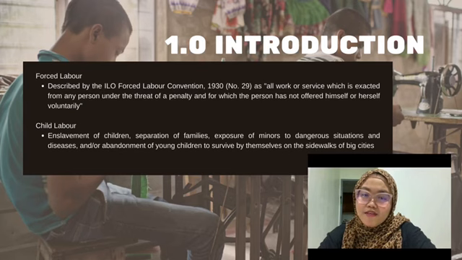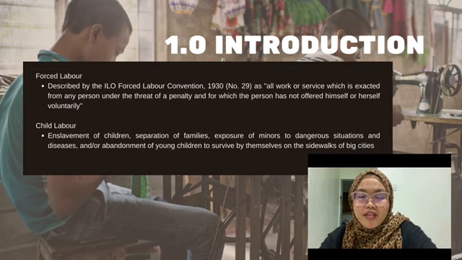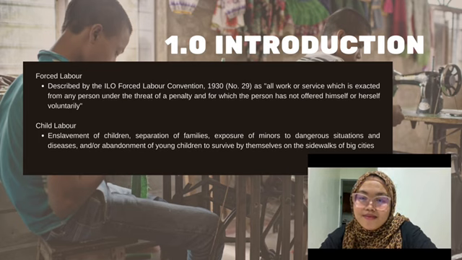The definition of forced labor is work performed involuntarily and under the threat of any penalty. It includes violence, intimidation, manipulated debt, retention of identity papers, or threats of denunciation to immigration authorities. While child labor is work that harms a child's physical or mental development. It includes employment that endangers children physically, socially, morally, or interferes with their education.